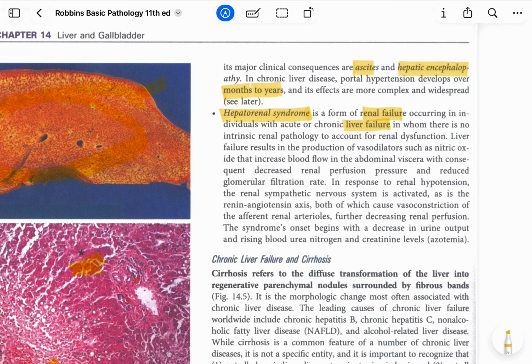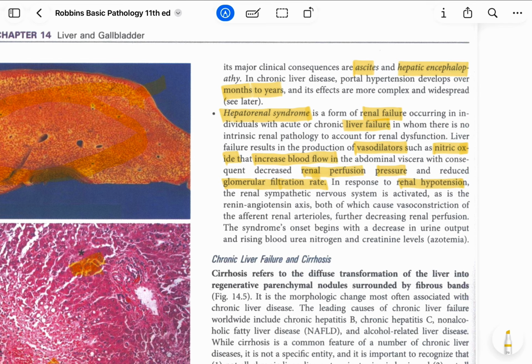The renal function initially had no problem, it was very much normal, but if liver failure is causing renal failure, then we term that hepatorenal syndrome. Liver failure results in the production of vasodilators such as nitric oxide, which increases the blood flow in abdominal viscera and consequently decreases renal perfusion pressure and reduces glomerular filtration rate.